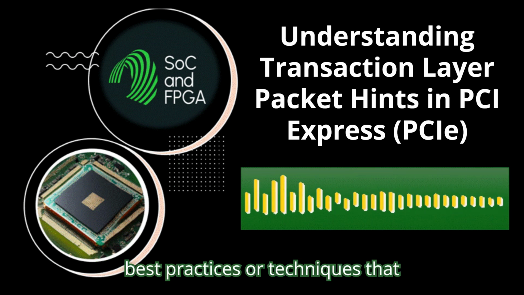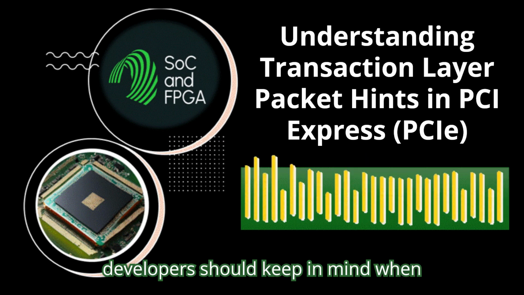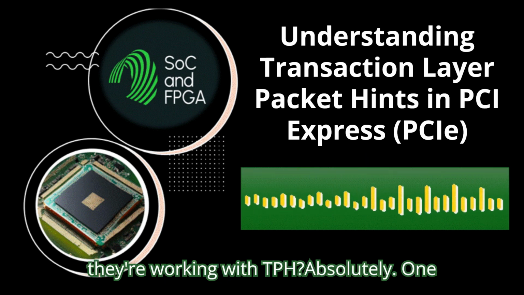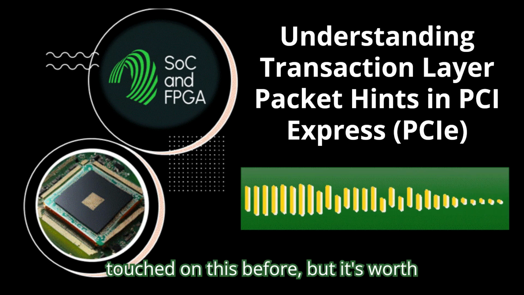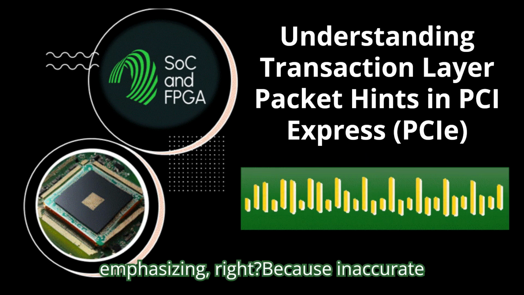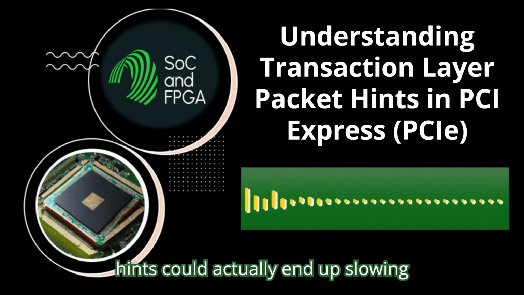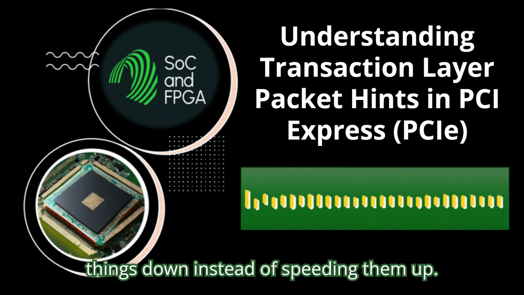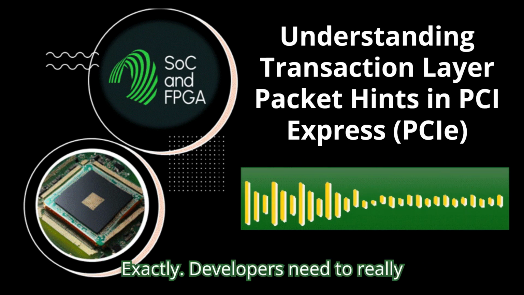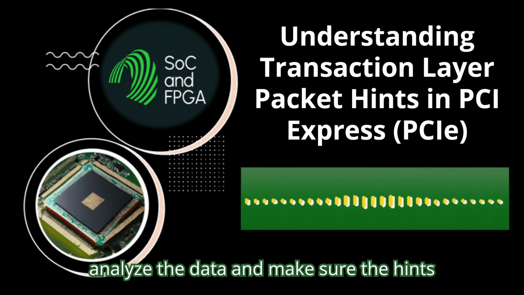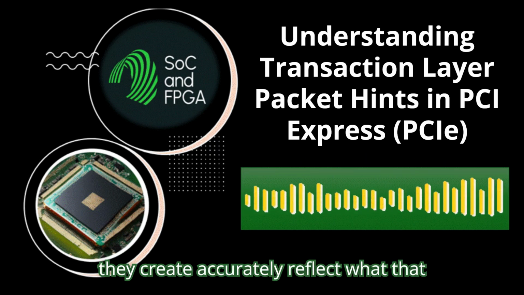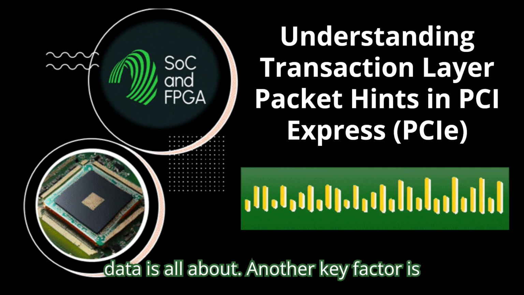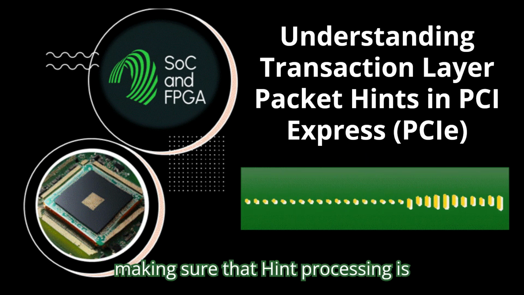Are there any best practices or techniques that developers should keep in mind when they're working with TPH? Absolutely. One of the most important things is to make sure the hint generation is accurate. We touched on this before, but it's worth emphasizing. Right, because inaccurate hints could actually end up slowing things down instead of speeding them up. Exactly. Developers need to really analyze the data and make sure the hints they create accurately reflect what that data is all about. Another key factor is making sure that hint processing is efficient.